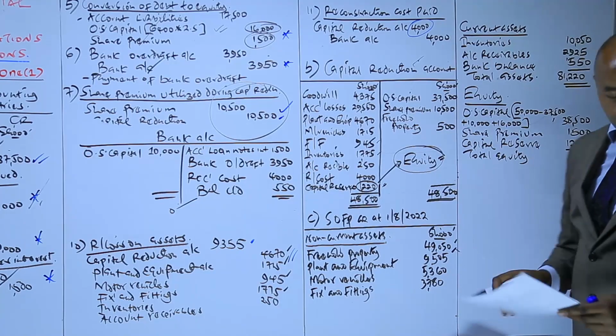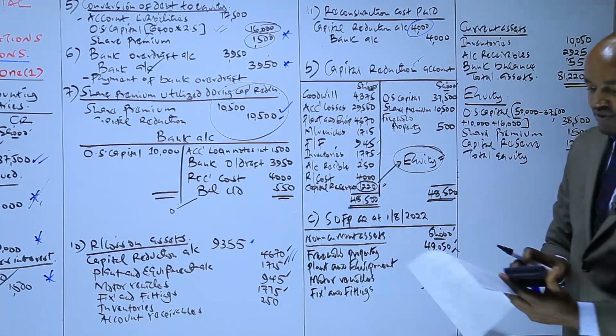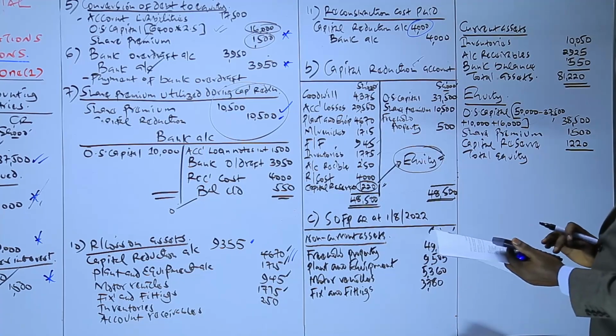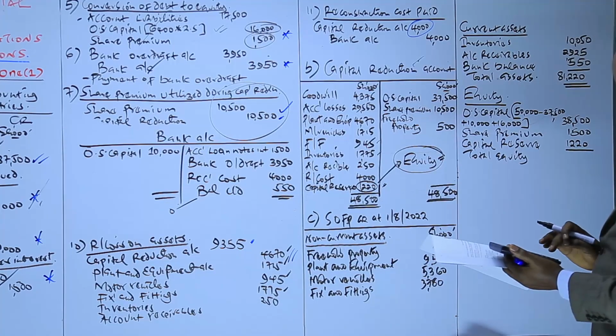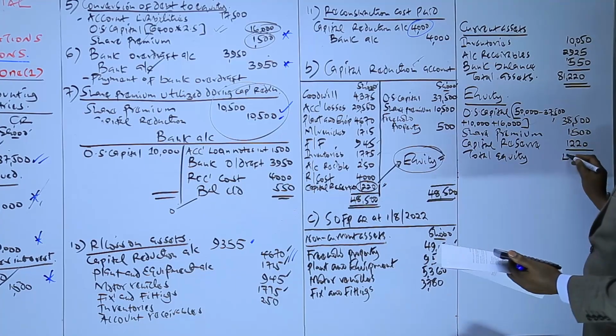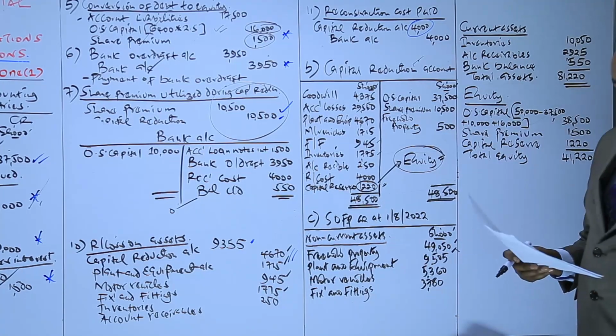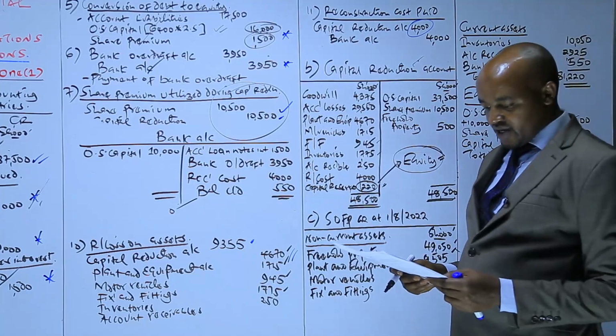So I think we can now get the total equity. The total equity will be 38,500 plus 1,500 plus 1,220. That will give us 41,220. Yes. And then next we record liabilities.